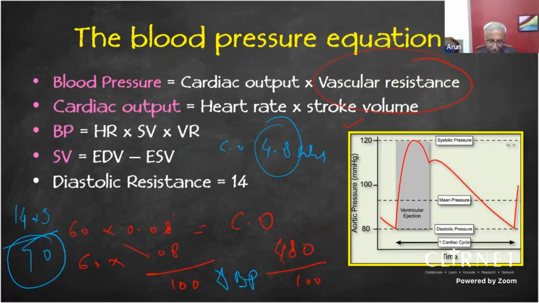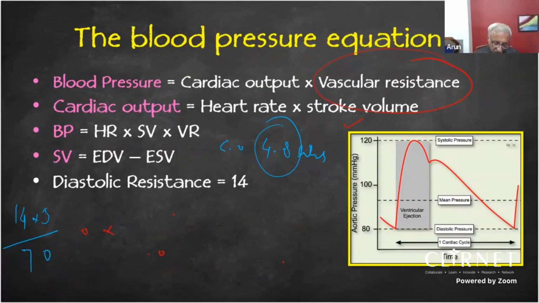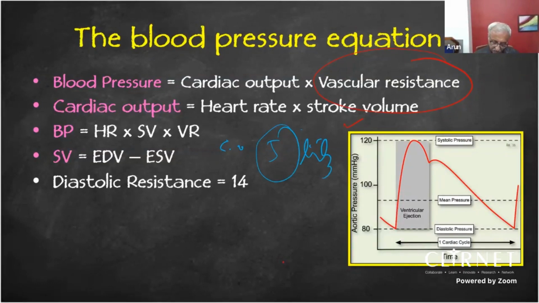Clear? The next thing we are interested in is how to find out the systolic blood pressure. For that, let cardiac output be 5 liters. Now we have to multiply this 5 by the resistance. Diastolic resistance was 14. We multiply 5 into 14, that comes to 70. This is your diastolic blood pressure.